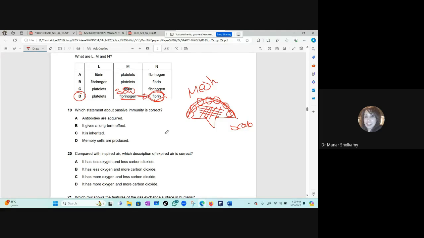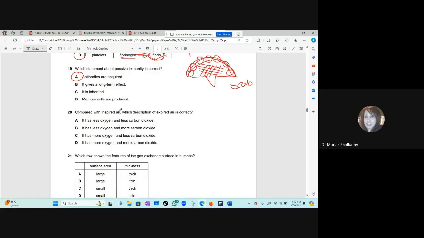It's true. Now, which statement about passive immunity is correct? Antibodies are acquired. It gives a long-term effect. It is inherited or memory cells are produced. A. A. Antibodies are acquired means I will take ready-made antibodies from another organism.